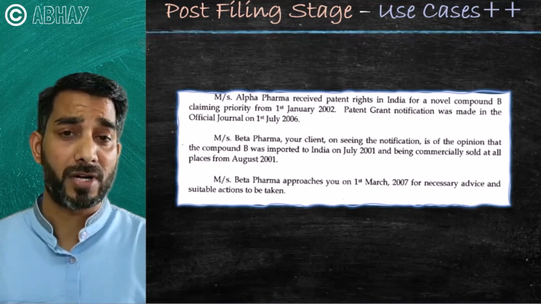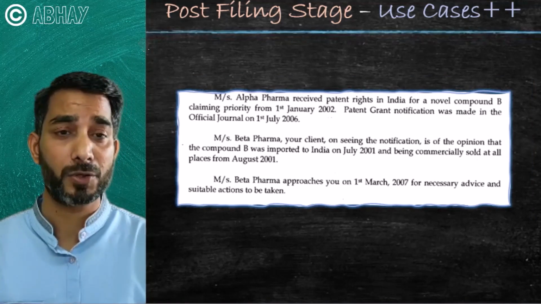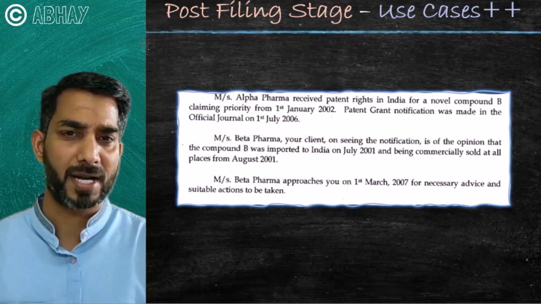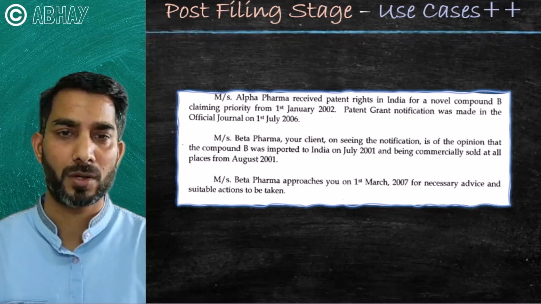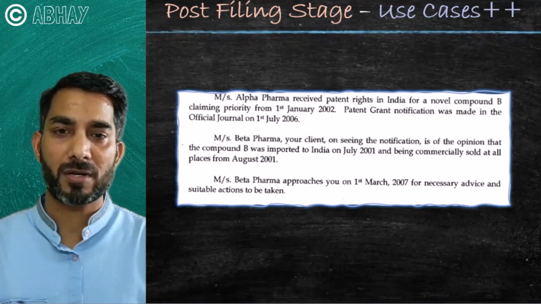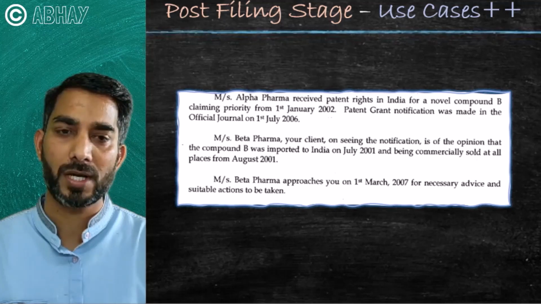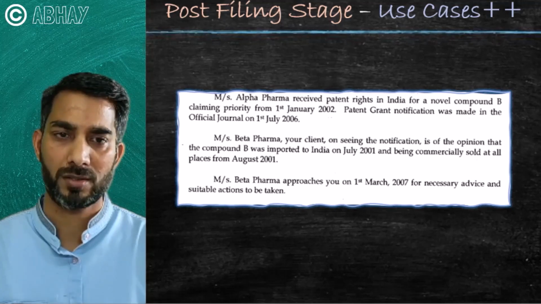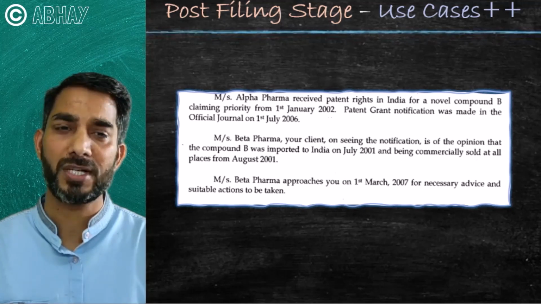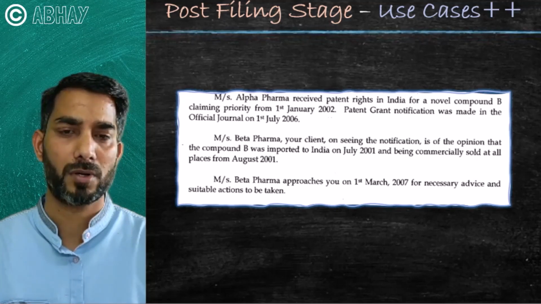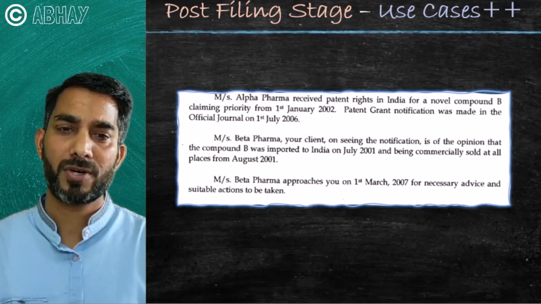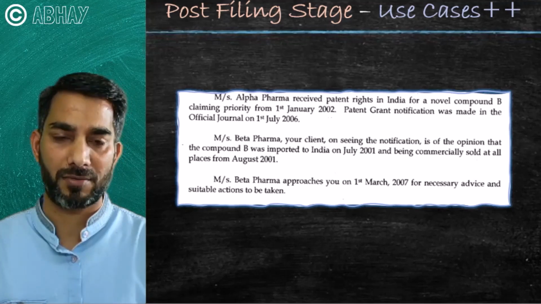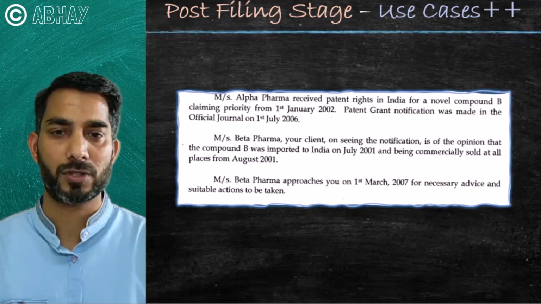Messrs. Alpha Pharma received patent rights in India for a novel compound B, claiming priority from 2002. Patent grant notification was made in the official journal in 2006. Okay. Beta Pharma, your client, on seeing the notification, is of the opinion that compound B was imported to India in July 2001. Okay, and being commercially sold at all places from August 2001. Beta Pharma approaches you on 1st March 2007 for necessary advice and suitable actions to be taken.